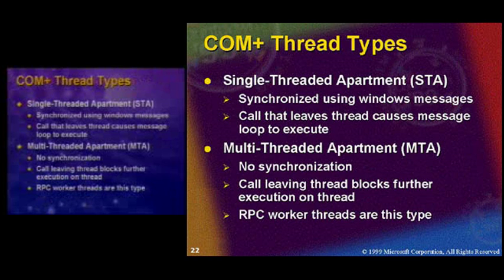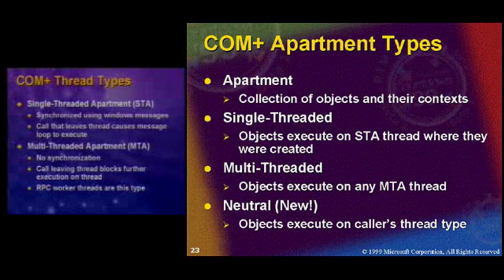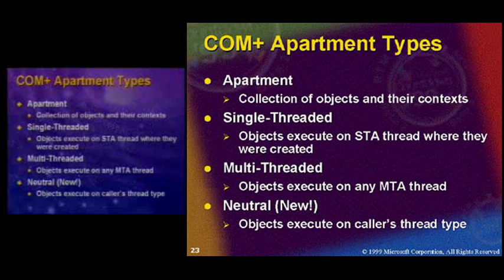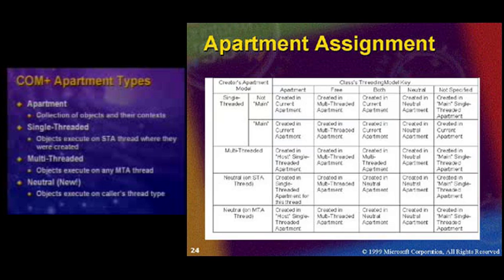We have the same thread types in COM+ that we do in COM. So there's no change there. But we add a new apartment type called the neutral apartment. And this is a little bit different from the existing apartment types because your objects are going to execute on the caller's thread. So if they're called from an STA apartment or an STA thread, they'll have STA synchronization semantics. If they're called on an MTA thread, they're not going to have any synchronization because that's the semantics of MTA threads.